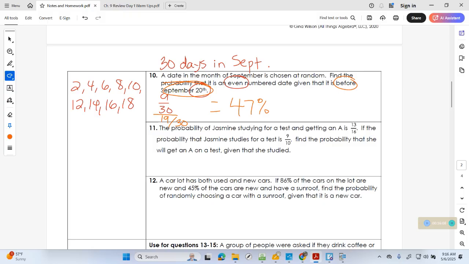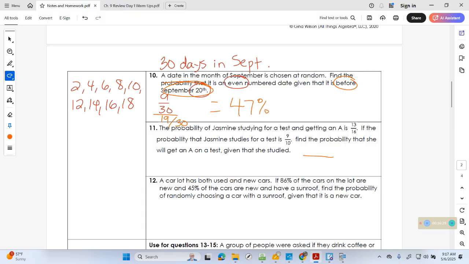Okay, so they have all the fractions in there. We just have to decide how we are dividing them. Meaning, is it going to be 9/10 over 13/16 or the other way? So we're going to read close here. Find the probability she gets an A on the test given that she studied. So remember, the top fraction is the combo. She studied and she got an A.